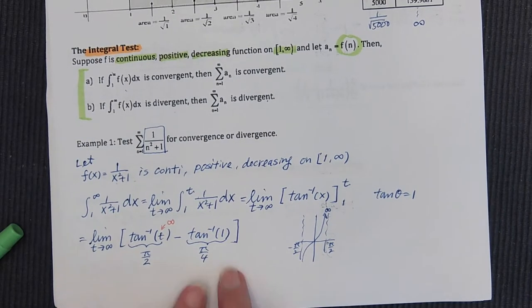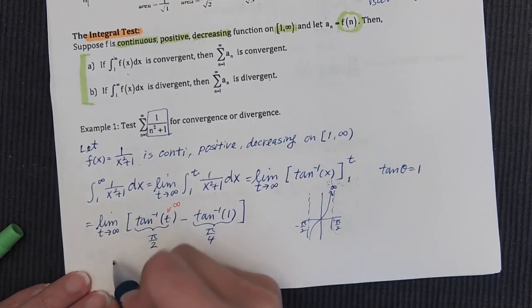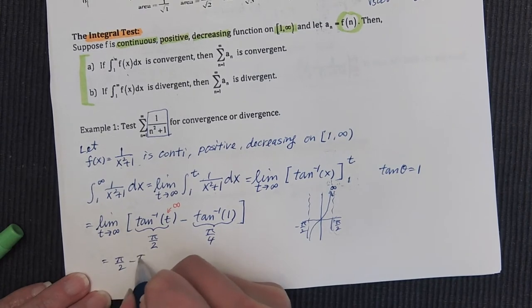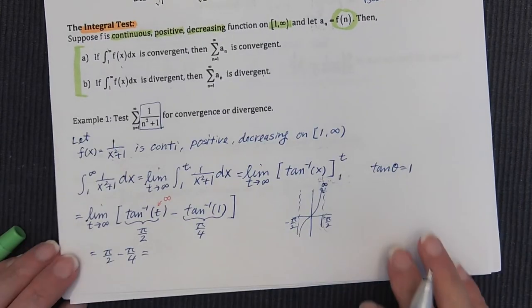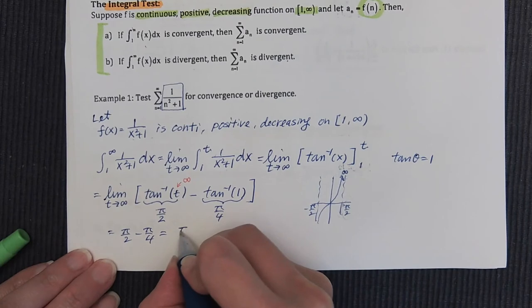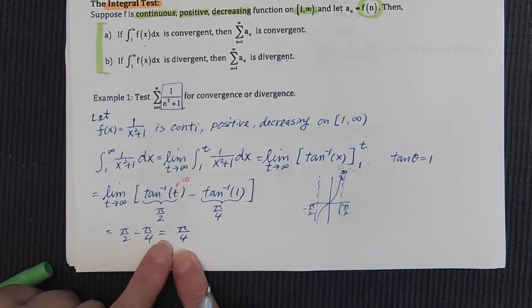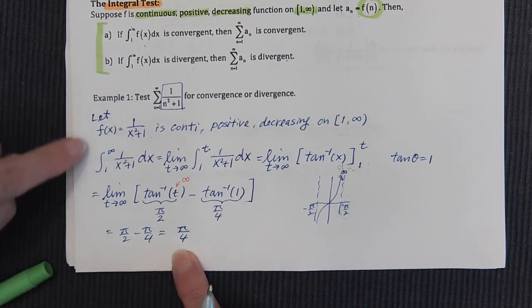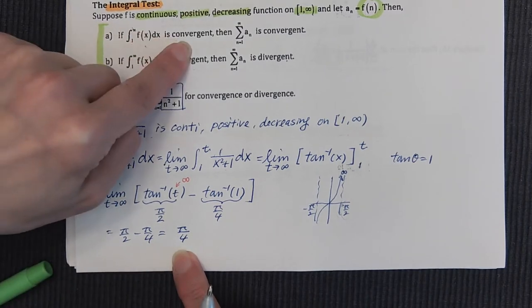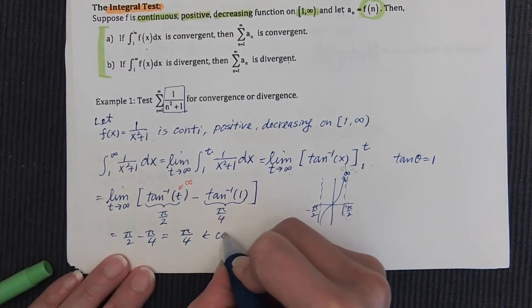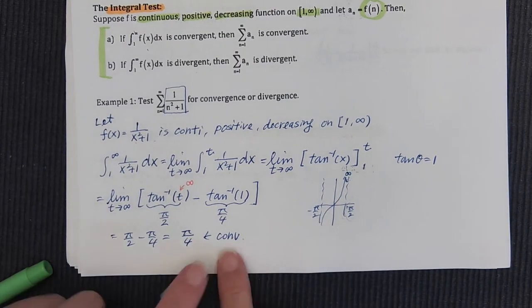So this is pi over 2 minus pi over 4. So what's the answer? Pi over 4. Which is convergent, because you approach a number. So the integral is convergent. But that's not the answer to the sum.